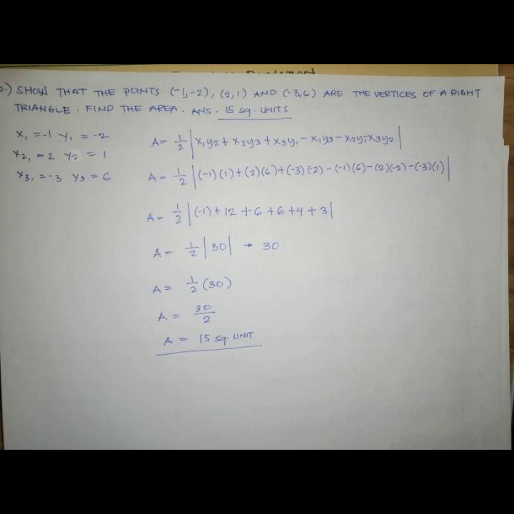Next, show that the points negative 1 and 2, 2 and 1, and negative 3 and 6 are the vertices of a right triangle. Find the area. So x sub 1 is equal to negative 1 and x sub 2 is equal to 2, x sub 3 is equal to negative 3, and y sub 1 is equal to negative 2, and y sub 2 is equal to 1, and y sub 3 is equal to 6.